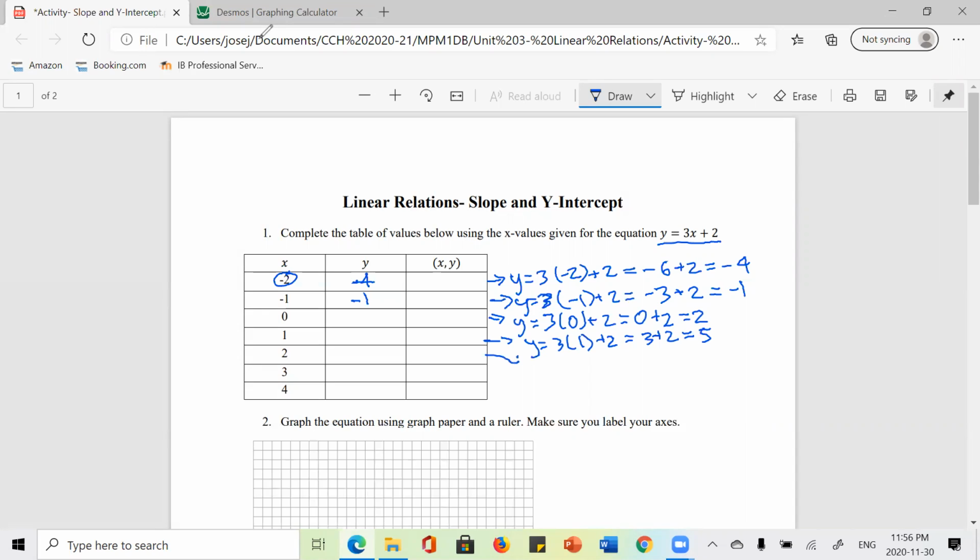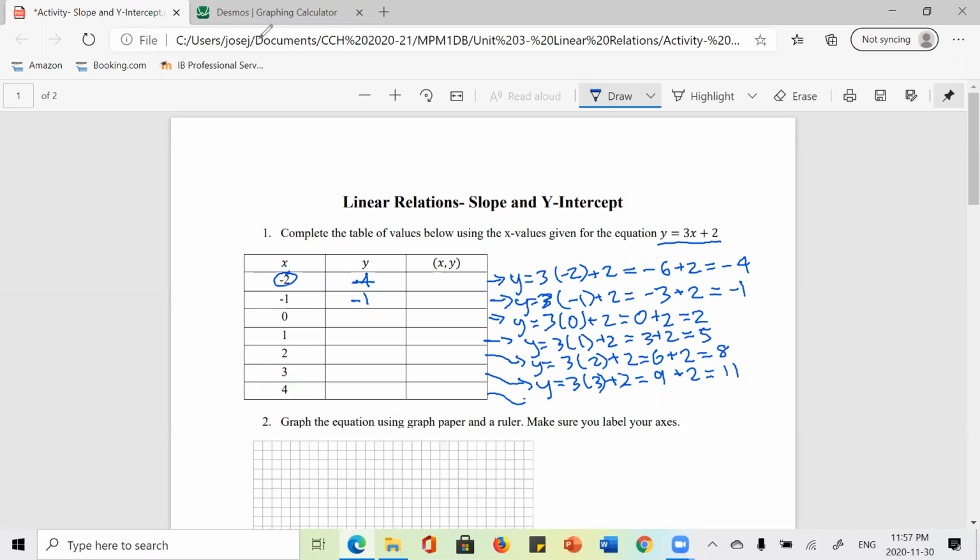I continue on here, I have y is equal to 3 times 2 plus 2. And 3 times 2 is 6, plus 2, which gives me 8. And I'm almost done here. I have y is equal to 3 times 3 plus 2, and this is going to get easier now. They're positive numbers. 3 times 3 is 9, and then I add 2. That ends up giving me 11.